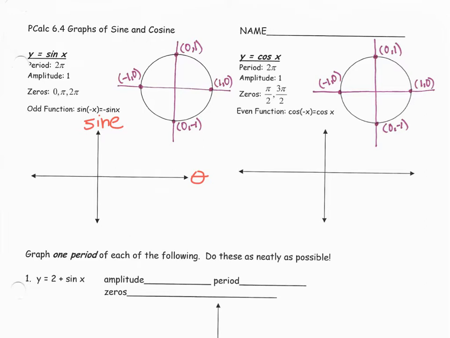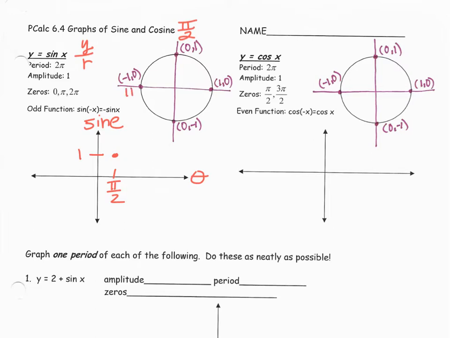If I look at pi over 2, so here's pi over 2 on my unit circle. And you remember that sine is your y value over your radius. So at pi over 2, the y value is 1, and the radius is 1. So then I get 1 over 1. So sine of pi over 2 is 1. So I put a point here at 1. All right, let's look at the next one.